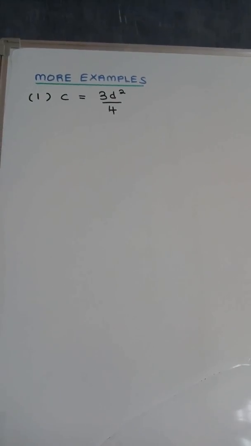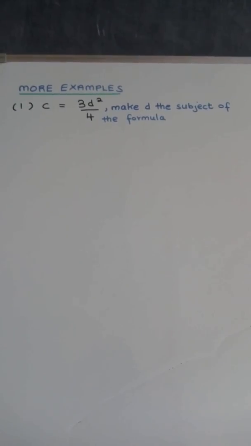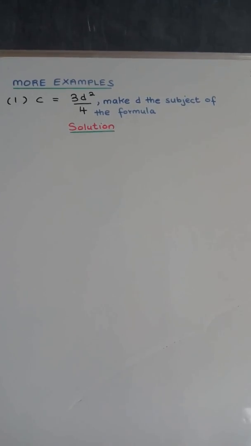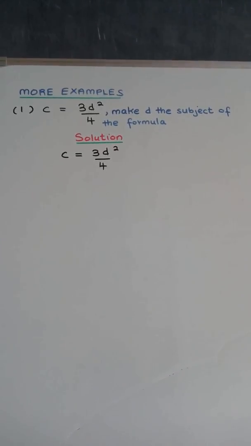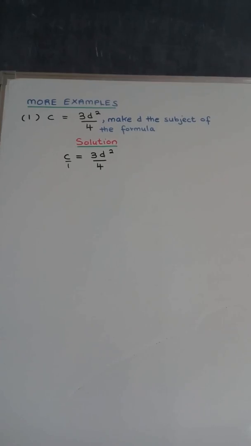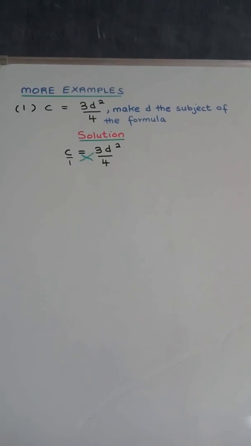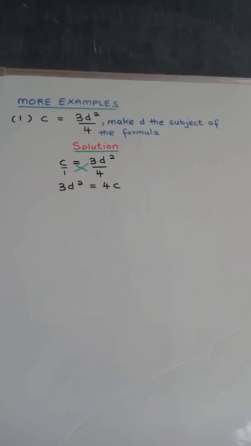More examples. Number 1, c is equal to 3d squared over 4. Make d the subject of the formula. Solution. c is equal to 3d squared over 4. c is over 1. Cross multiplication. 3d squared is equal to 4c.